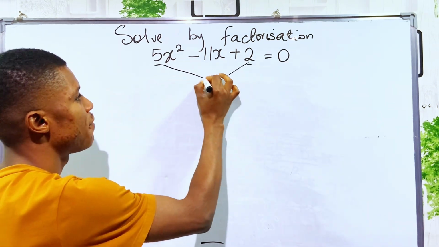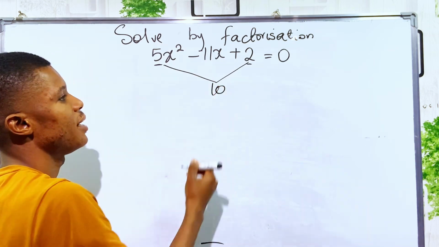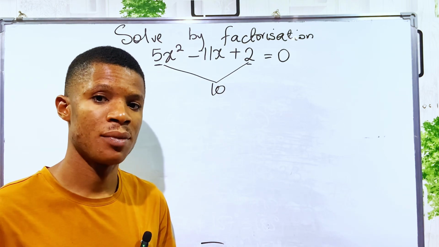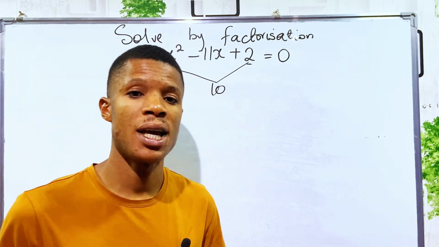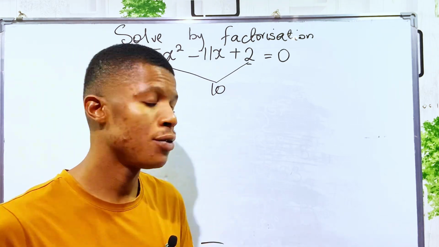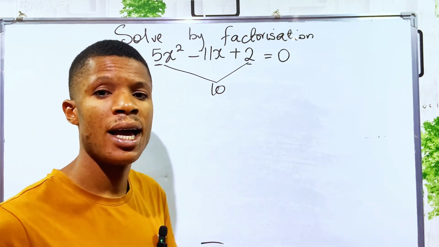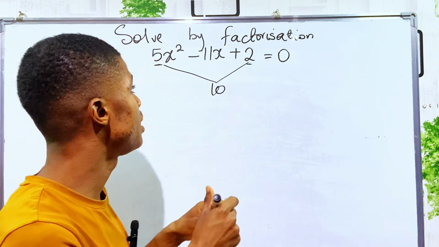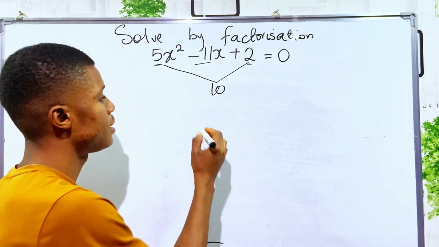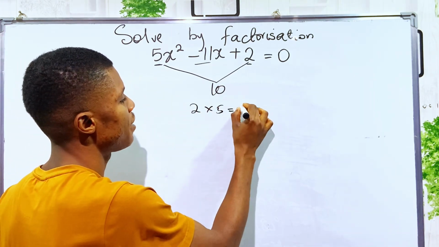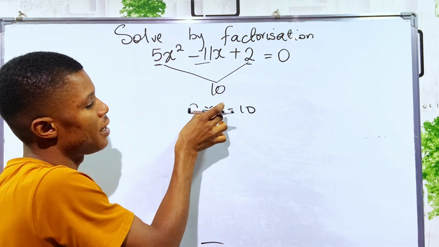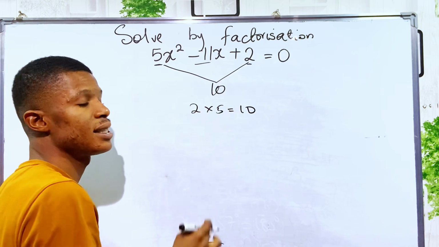When you multiply 5 to the last term, you are having 10. So now you are going to look at the multiples of 10. In the multiples of 10, you are going to think of the ones that, once you multiply them together, you get a positive 10, and if you add them together, you get the middle term, a negative 11. So if you look at 2 times 5, 2 times 5 is 10, using factors 2 and 5. But if you add 2 and 5 together, you get plus 7, which is not negative 11.